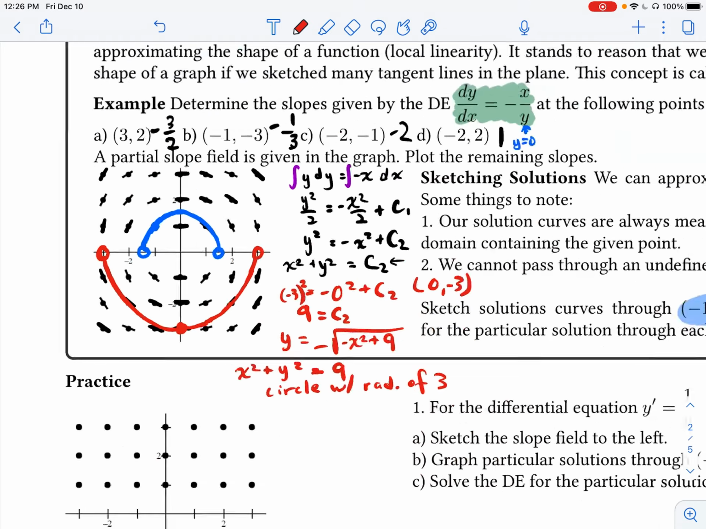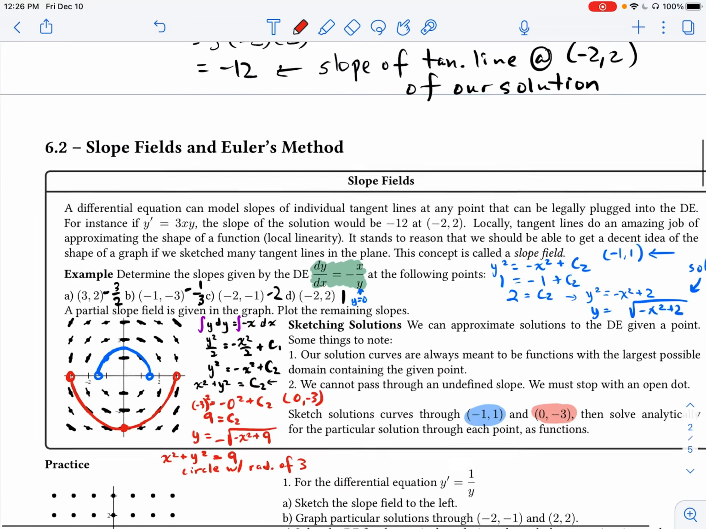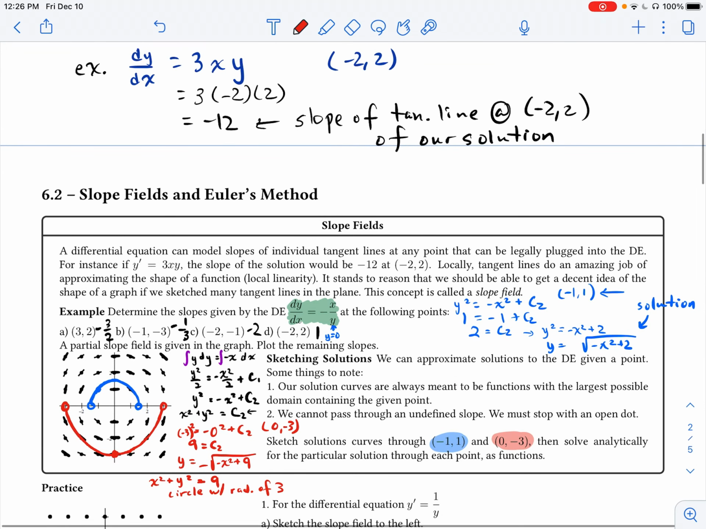All right, so hopefully this video illuminates for you what a slope field is, that is, a graph of a differential equation, and how to sketch a slope field, as well as using a slope field to come up with the graph of our particular solution.